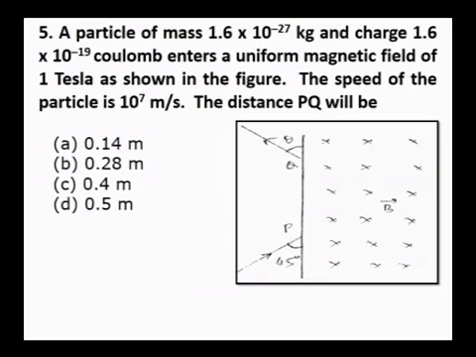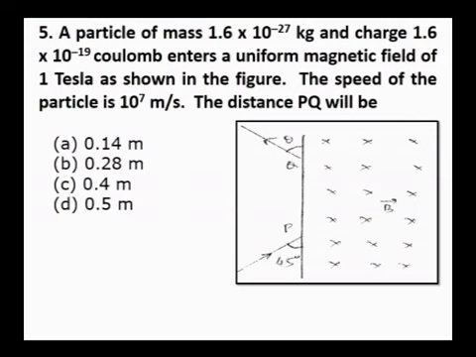In this question, it is given that a particle, its mass is given, you can see the mass, and its charge is also given. It enters a uniform magnetic field, the magnitude of the magnetic field is given as 1 Tesla. The speed of the particle is also given. We should find what the distance PQ is.